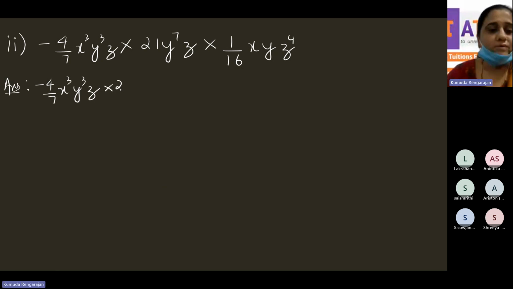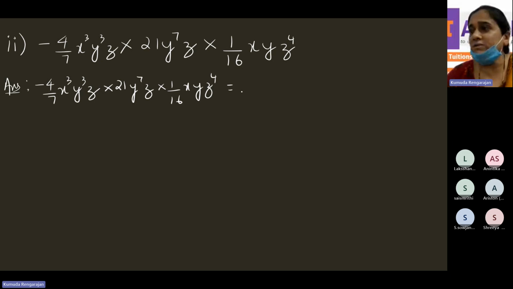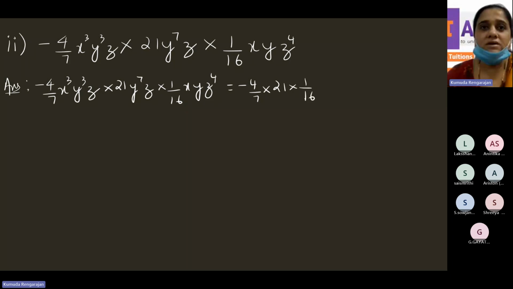Okay, so minus 4 by 7 x cubed y cubed z into 21 y to the power 7 z into 1 by 16 x y z to the power 4 is equal to, let's multiply the numbers first: minus 4 by 7 into 21 into 1 by 16.